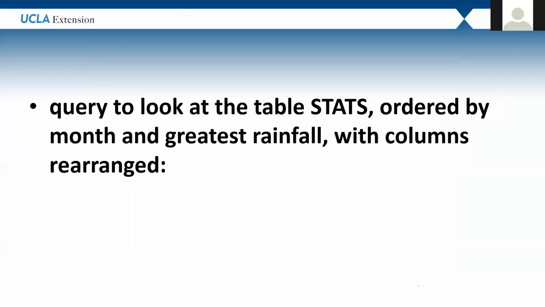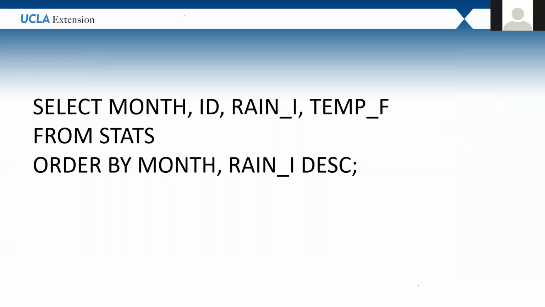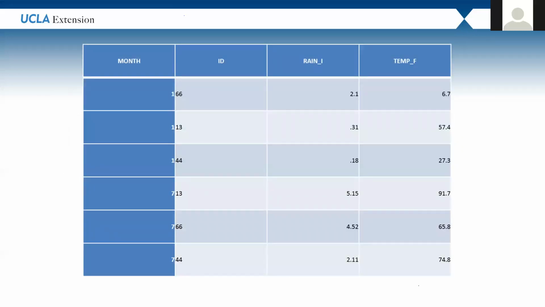Now let's say we want to perform a query to look at table stats ordered by month and greatest rainfall with columns rearranged. So we select from the stats the various columns, month, ID, rain, and temperature, and we want to sort it by month. We sort first on month, and then within the month we want to sort by the rainfall in descending order, okay? And that would be like this. The result set is this, okay?